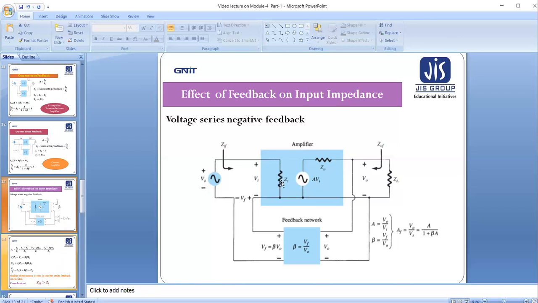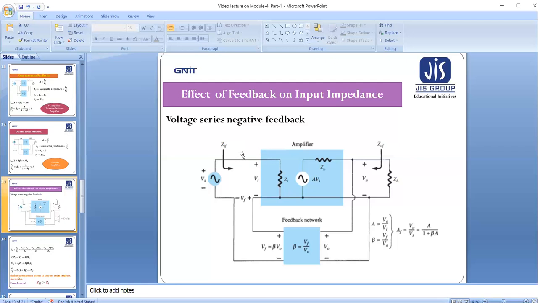Zi is the input impedance of the amplifier without any feedback. In the RC coupled amplifier, Zi was R1 parallel R2, that is the bias resistance, parallel hie, right? The same resistance is depicted here also. But now we will study the effect of introducing this feedback circuit on this Zi. What is the effect on Zi? Will it increase or decrease? However, first we will go to the analysis.